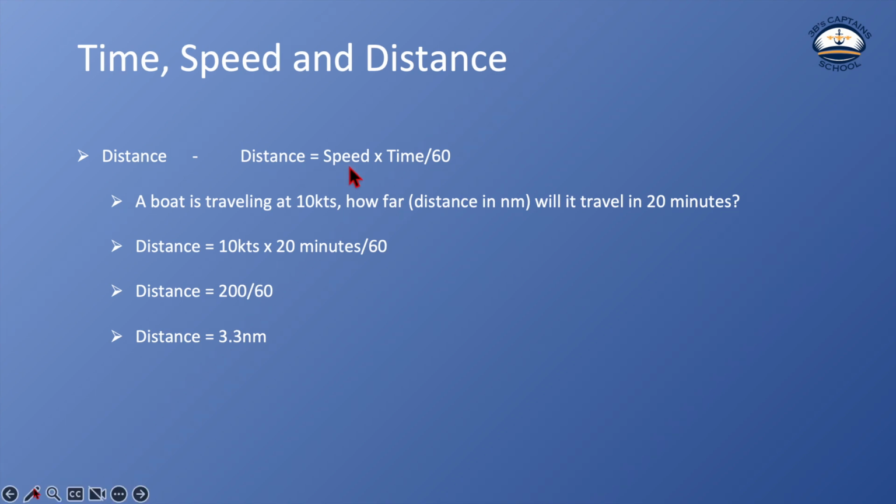So quick review. Distance equals speed times time divided by 60. In this problem, a boat is traveling at 10 knots. That's my speed. How far will it travel in 20 minutes? That's my time. 10 times 20 divided by 60 equals 200 divided by 60. And 60 goes into 200 3.3 times, which equals my distance in nautical miles.